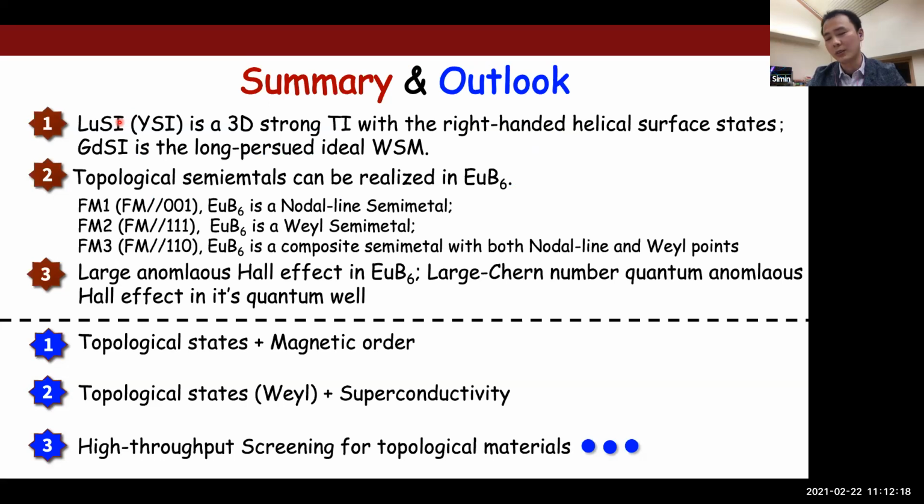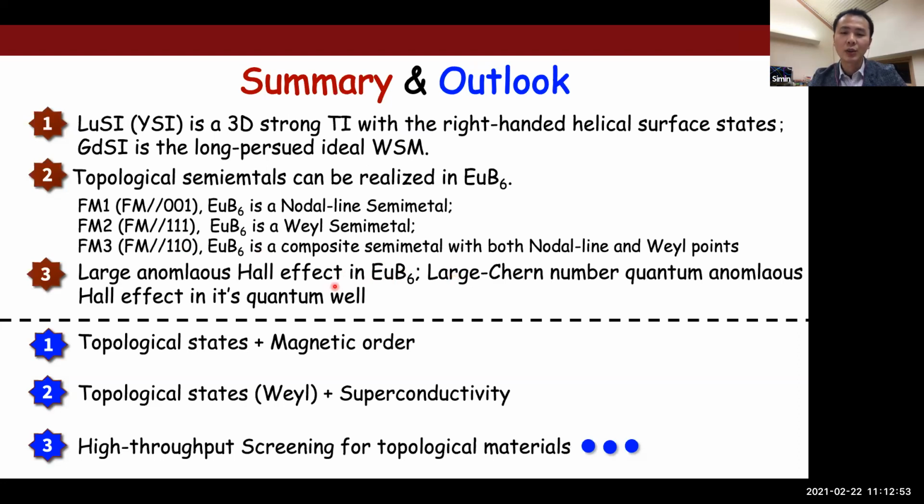Second, we found different topological semimetal phases can be realized in europium boride. For the FM1 state, it is a nodal line semimetal. For the FM2 state, it is a Weyl semimetal. For the FM3 state, it is a composite semimetal with both nodal line and Weyl semimetal. At last, we found the large anomalous Hall effect can be realized in europium boride, and the large Chern number quantum anomalous Hall effect can be realized in its quantum well structures.